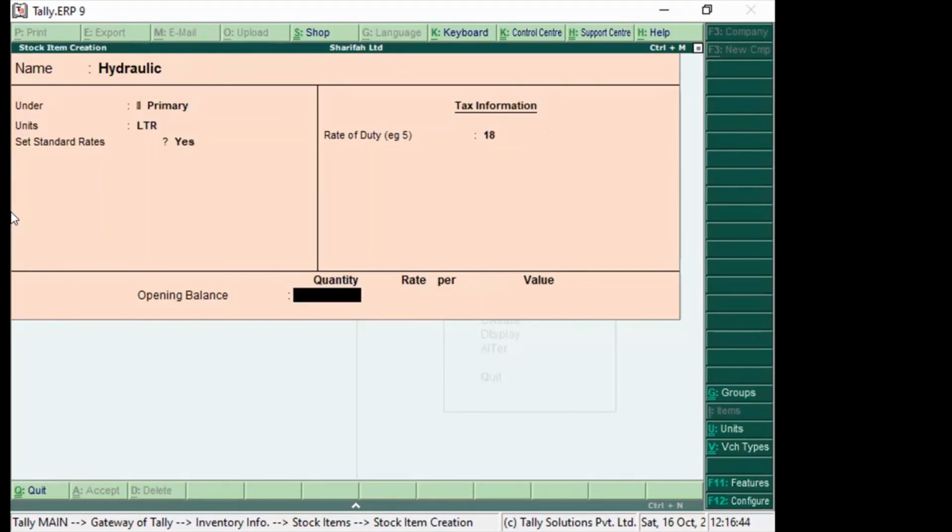The quantity on hand is 40, isn't it? Quantity on hand is 40. 18 is the rate of duty. They said we should assume VAT to be 18. Yeah, EG5, so you put 18. I think we've entered that already inside. The quantity on hand is 40.